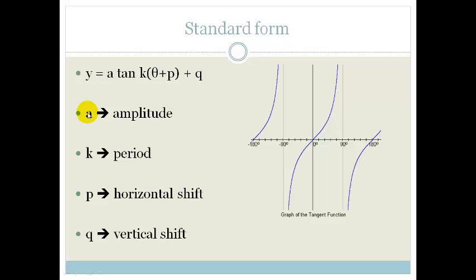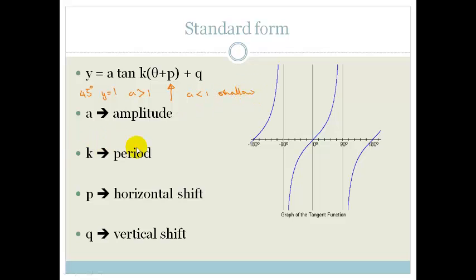So the amplitude is basically affecting only the points that we're used to, which is like at 45 degrees, we know that y equals 1. But now, if your amplitude is 2, then that number there is increased. So what does it do? The amplitude affects your steepness. So if a is bigger than 1, we have a very steep graph. Whereas if a is smaller than 1, then we have a very shallow graph.